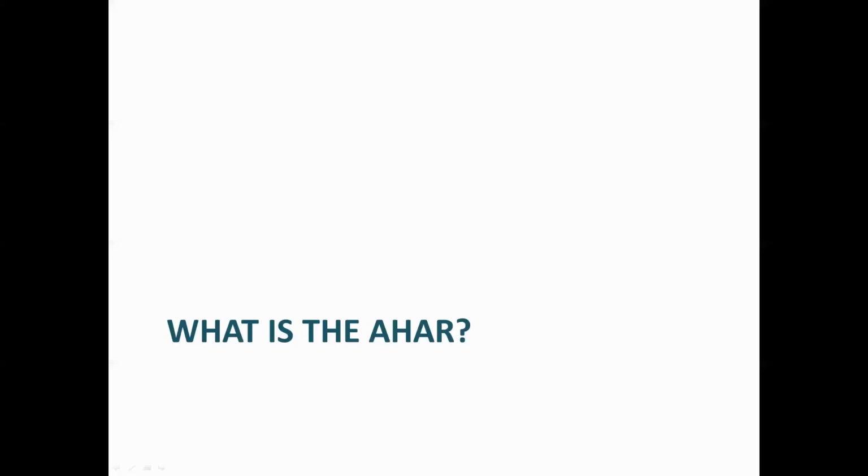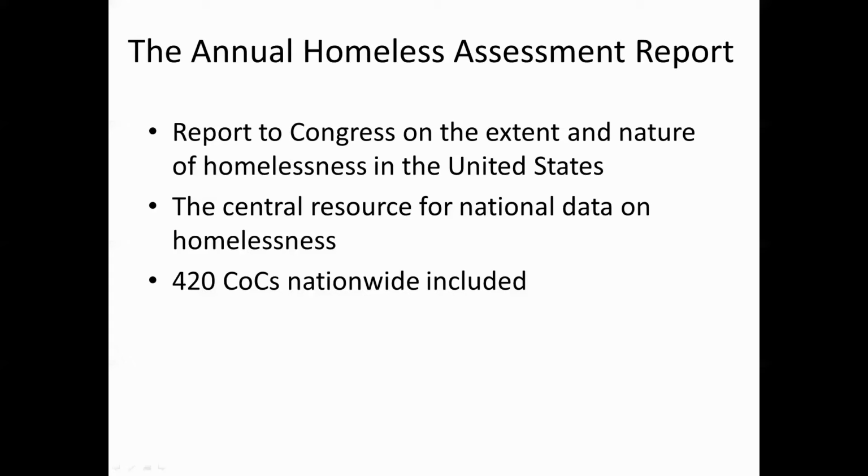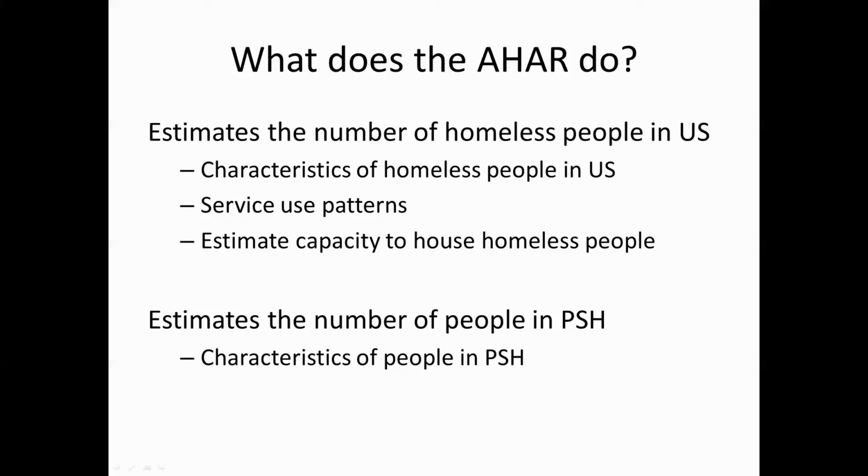What is the AHAR? The AHAR is an acronym for the Annual Homeless Assessment Report. The report is provided to Congress and contains information about the extent and nature of homelessness in the U.S. It is the central resource for national data on homelessness and includes 420 CoCs nationwide. The AHAR provides an understanding of who is homeless and how homelessness changes over time. It does this by estimating how many people experience homelessness in the U.S., their service use patterns, and the community's capacity to house them. The AHAR also estimates the number of people residing in PSH and provides characteristics about them as well.